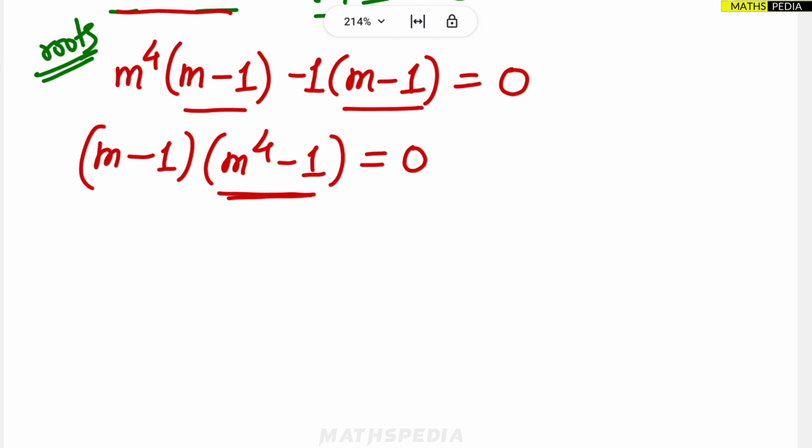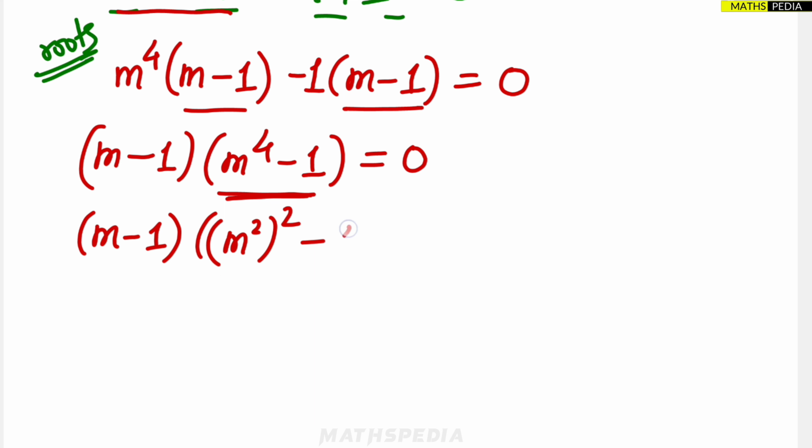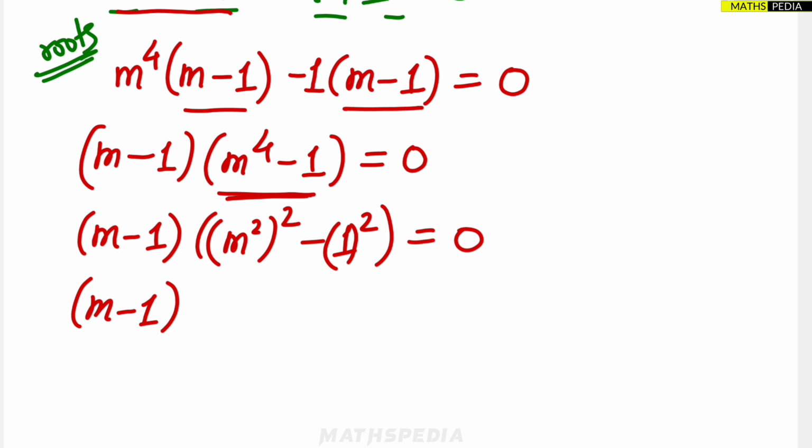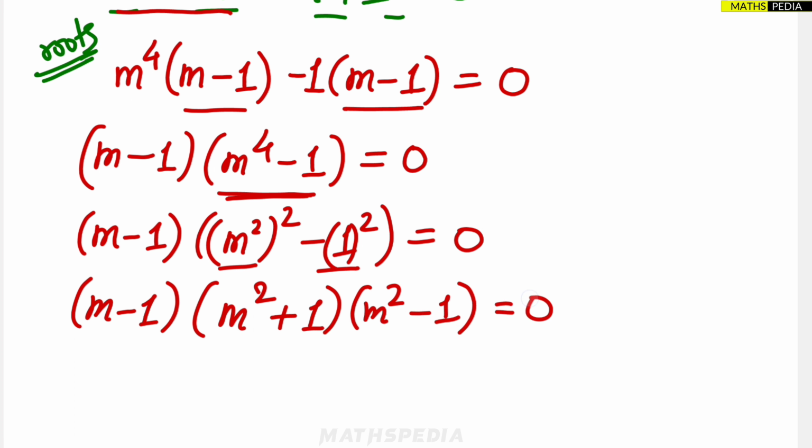Now this factor can be rewritten, see here carefully, as m minus 1 into m square the whole square minus 1 square. That is possible, right? Because we are trying to bring it in a square minus b square form. So it will become m minus 1 into a plus b into a minus b, where a is m square. Be careful with that.